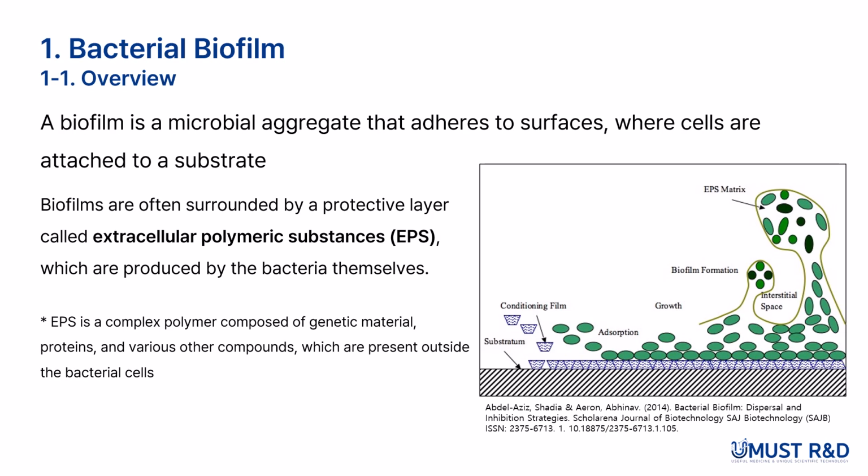A biofilm is a group of microorganisms that stick to each other and to the surface. They are often surrounded by a protective layer called EPS. EPS is a mixture of DNA, proteins, and other compounds that bacteria secrete. This matrix protects the bacteria and helps them survive under harsh conditions.